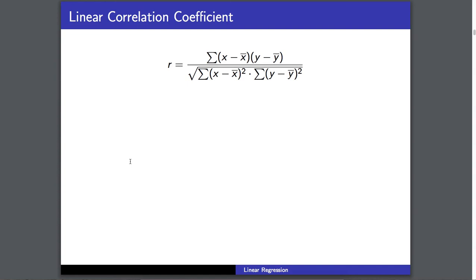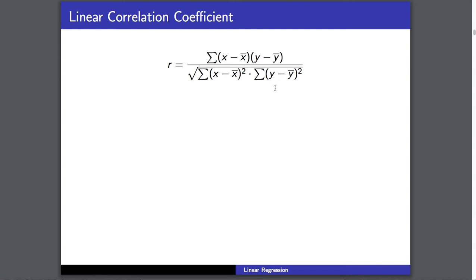So here's how you calculate the value of r. You take the product of the deviations from the means for the x coordinates and y coordinates, add them all up, and then divide it by the square root of the sum of the squared deviations for x times the sum of the squared deviations for y.